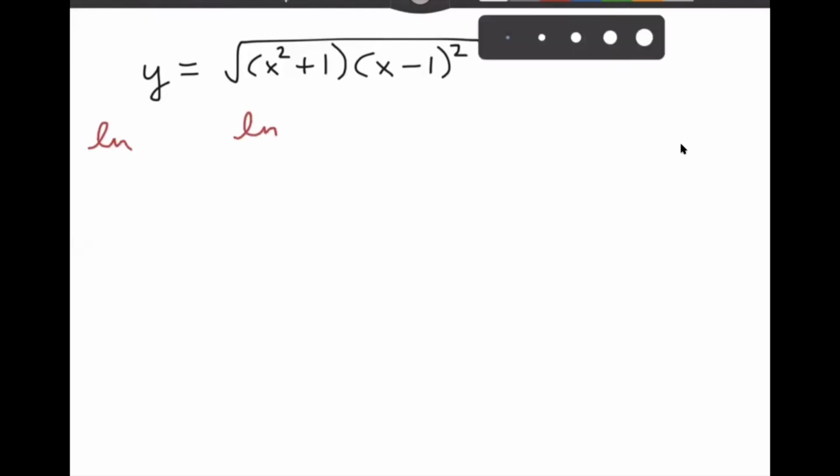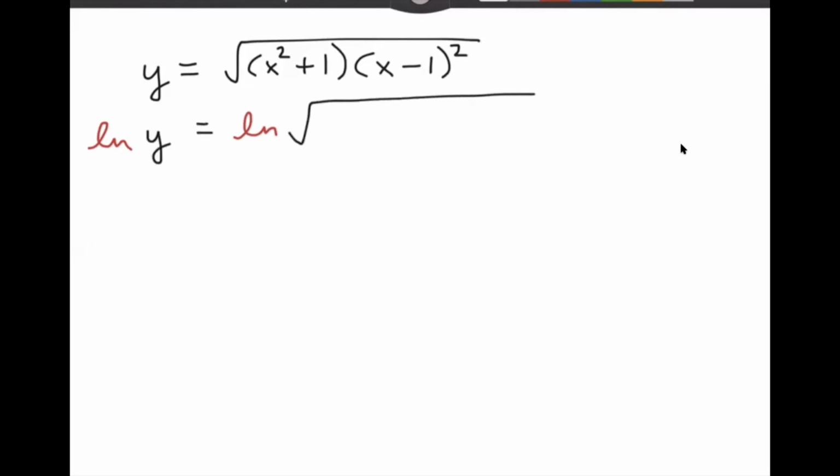Now, one thing I have found with Calc 2 is that people tend to get a little bit carried away with natural logarithm. They think that they're supposed to somehow make a natural logarithm appear in every single problem. All right, that is not true. Notice I'm taking the natural log of both sides, so that's fair. And now, before I do any differentiating, I am going to simplify the right-hand side of that equation.